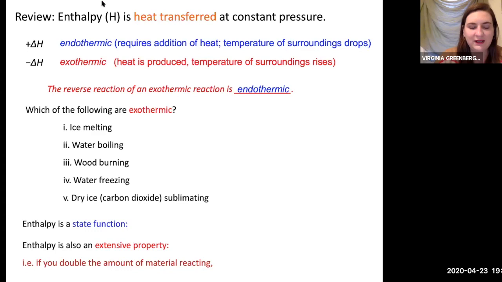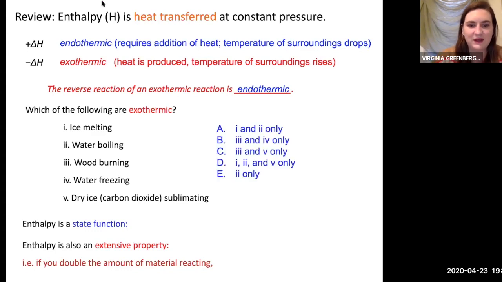And so go ahead and take a moment to pick out which of these changes you believe are exothermic.